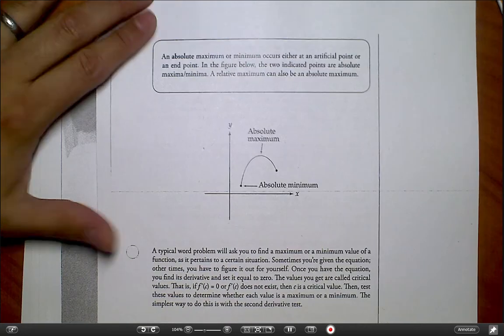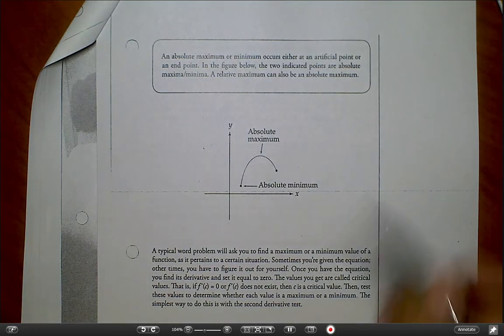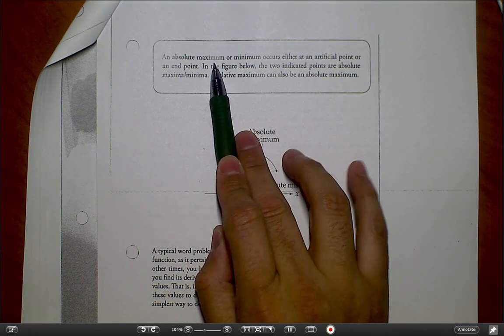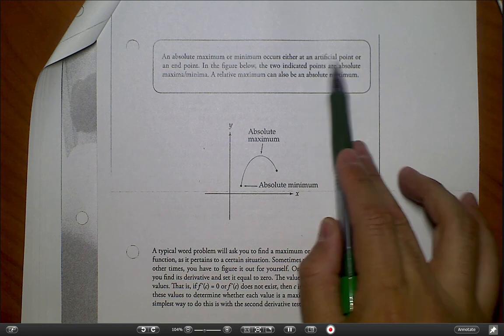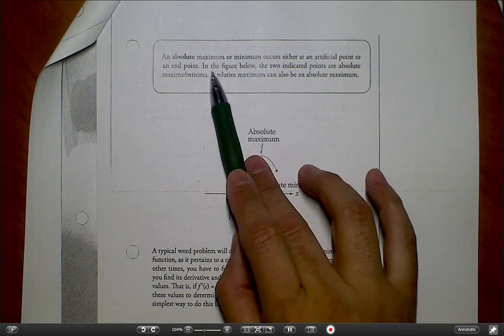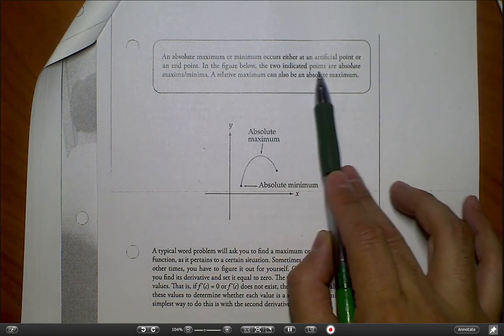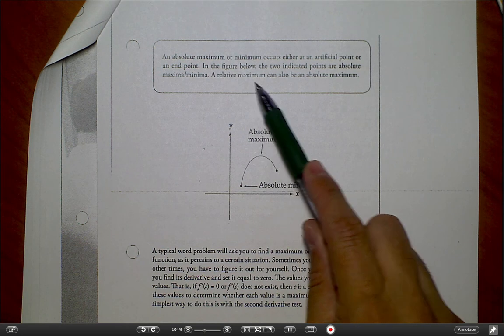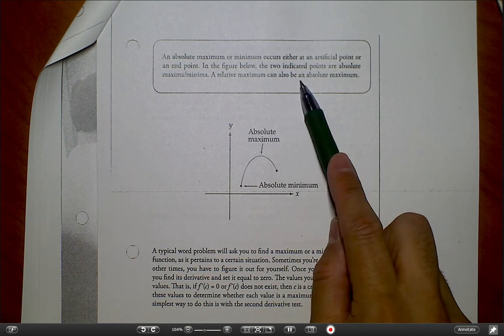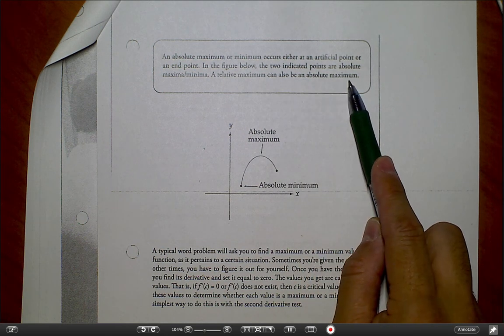Now, in a function like this, absolute maximum and absolute minimum occur either at a critical point or an endpoint. In the figure below, the two indicated points are the absolute min and max. A relative minimum or maximum could also be an absolute minimum.